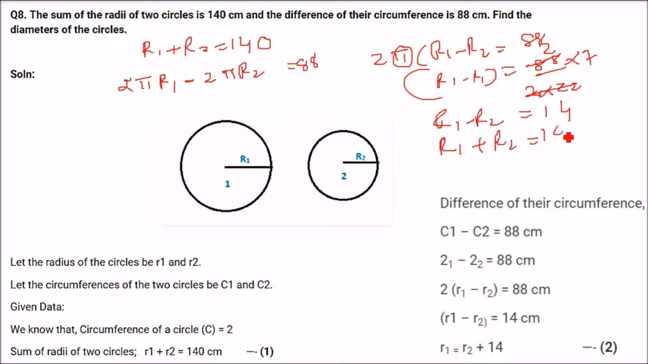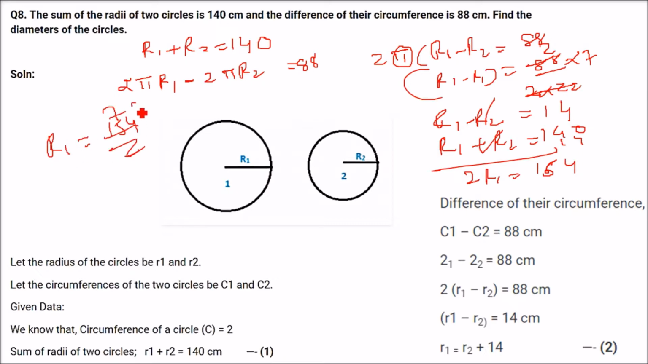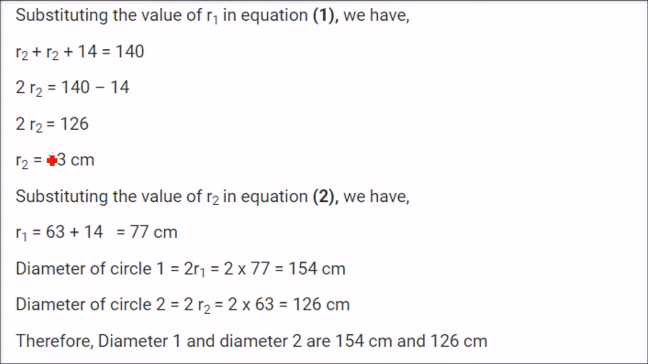And R1 plus R2 is 140. Now just add these two equations. This gets cancelled. R1 plus R1 is 2R1, and this is going to be 140 plus 14, which is 154. So R1 will be equal to 154 by 2. 2 7s are 14, 2 7s are 14. It is 77. The other will be 140 minus 77, which is 63. One is 63, the other is 77.